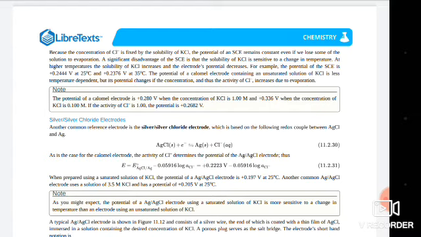The potential of a calomel electrode containing a saturated solution of KCl is less temperature dependent, but its potential changes if the concentration and the activity of Cl minus increases due to evaporation. So this is about the calomel electrode. The potential is dependent upon the temperature. As the temperature increases, the potential decreases for the calomel electrode due to the change in the concentration of the ion. So this is about the calomel electrode.